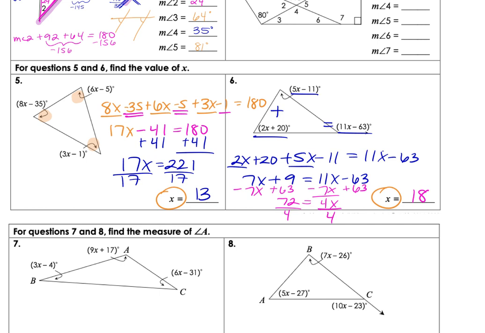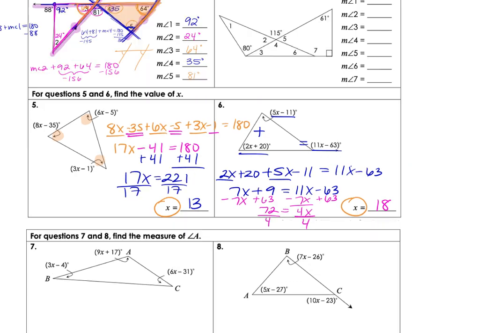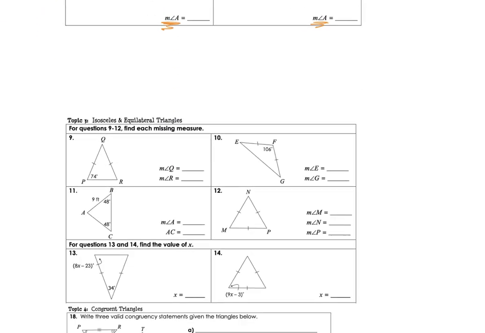Any questions on either one of those? So if you know all the interiors, set them equal to 180. If you don't know all the interiors, set the interiors sum equal to the exterior by itself. Okay, moving right along.